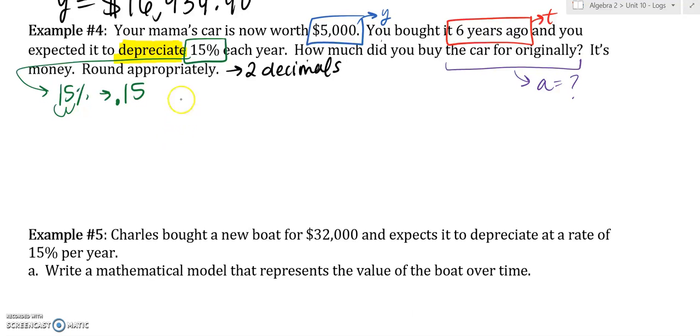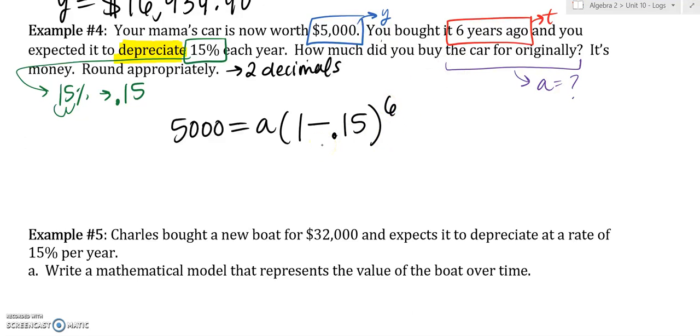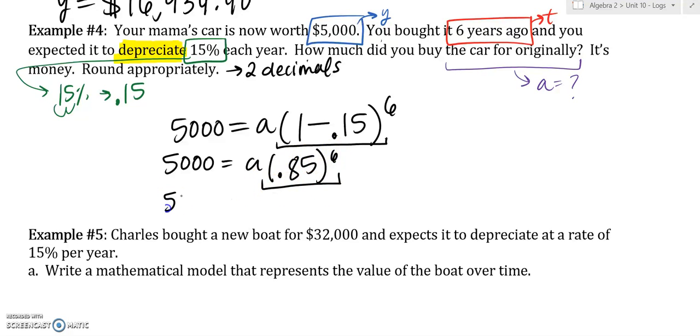So let's plug in. She now has a car that's worth $5,000. That equals A times 1 minus 0.15, then I raise it to the 6th power because I go piece by piece. Do the inside first. And now 5,000 equals A, and then 0.85 is on the inside to the 6th power. Then in my calculator, I take 0.85, I raise it to the 6th power, and I get 0.38.